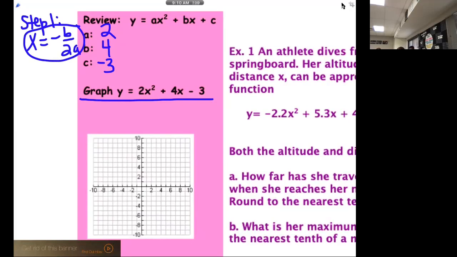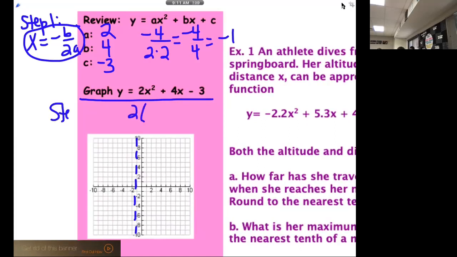All right, so you guys, we're going to plug in our b. So that would be -4 over 2 times a, which is 2. We have -4 over 4, which is -1. Now that is my axis of symmetry, -1 right here. It is also the x of my vertex.